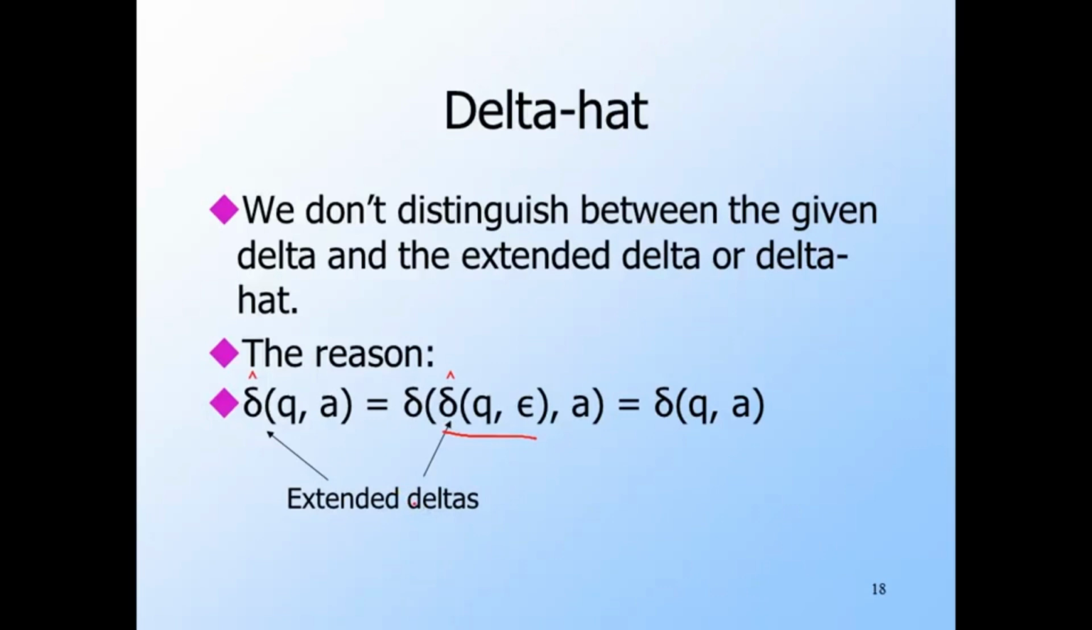In fact, I really cheated on the previous slide. I needed delta hat of b and 0, and just went to the table and looked it up as if it were delta of b and 0. Now we see they are in fact the same, so it was no harm, no foul.